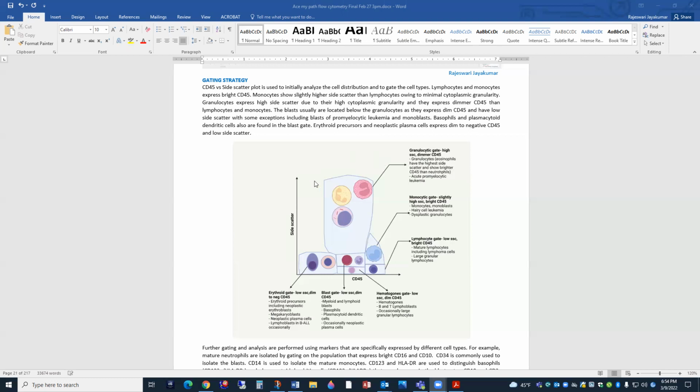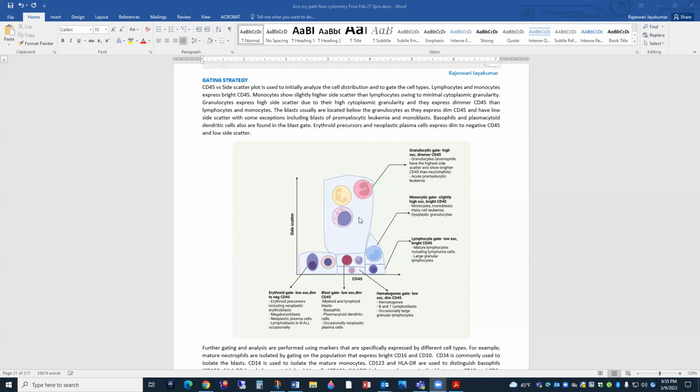The other gate here is where the majority of the cells in a normal sample sit, like in normal peripheral blood or bone marrow. So these are the granulocytes. It includes both immature granulocytes and eosinophils. So you'll have your promyelocytes, myelocytes, metamyelocytes, bands, neutrophils, and eosinophils sitting in this gate.